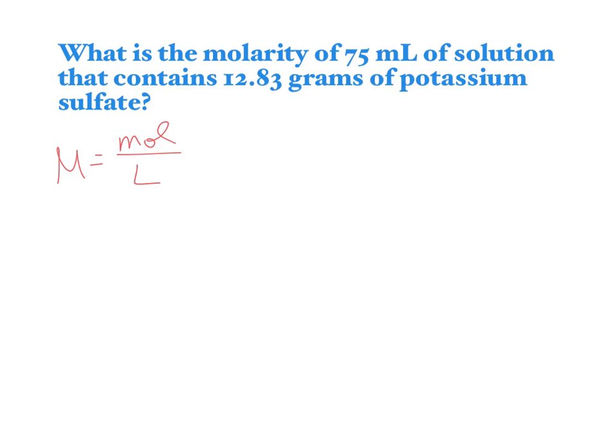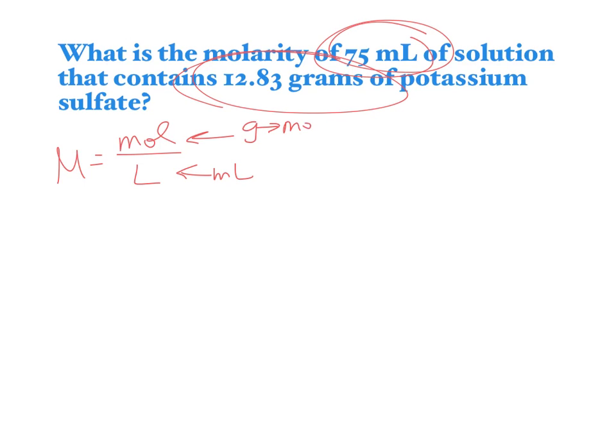So now if I look at the rest of my problem, what do I have? I've got this 75 milliliters. That's going to go on the bottom, down here. The milliliters can end up in this spot. And then I've got this 12.83 grams. Well, it's going to go up in this spot eventually, but I can't put it directly there. You can't just plug in the 12.83. But I can put the grams up there. I just have to do a little grams to moles conversion first.